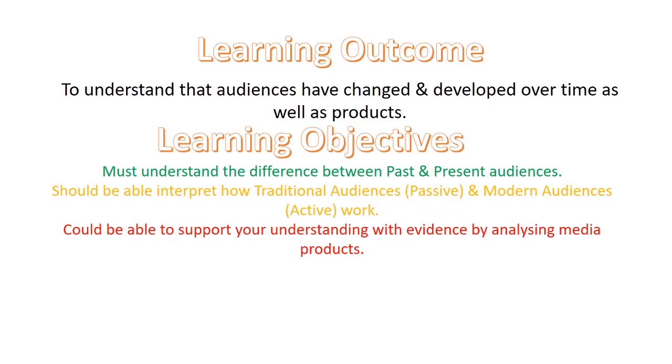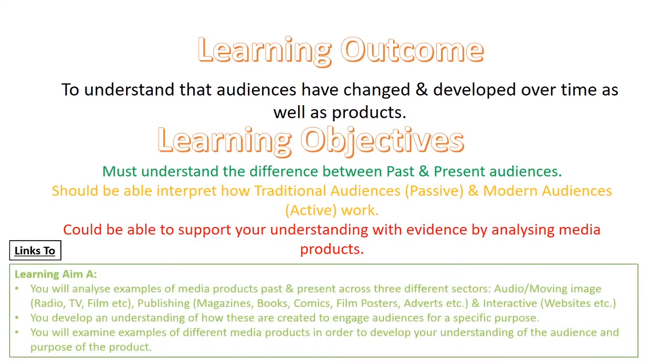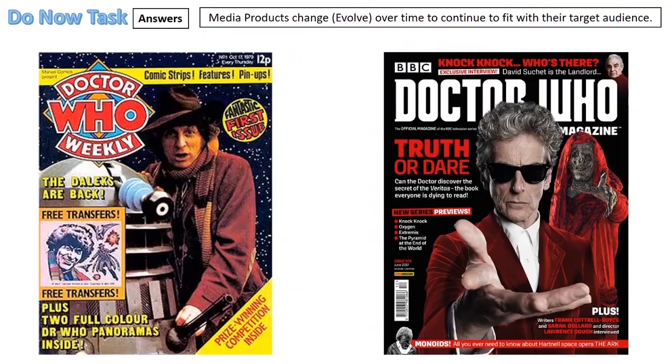Okay, so learning objectives for today: to understand that audiences have changed and developed over time, as well as products. We must be able to understand the difference between past and present audiences. You should be able to interpret how traditional audiences, passive audiences, and modern audiences, active audiences, work. You could support your understanding with evidence by analysing the media product, and as with all of these videos in this series, it links to Learning Aim A, to analyse and support past and present products throughout the three different sectors and how they target specific audiences.